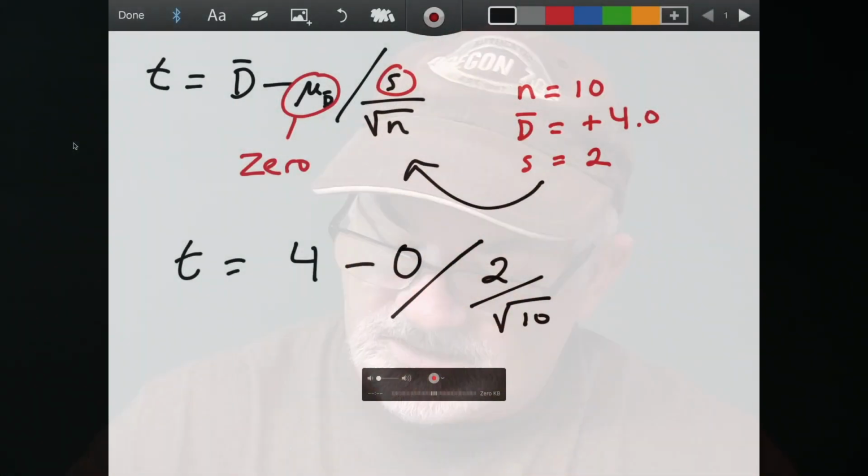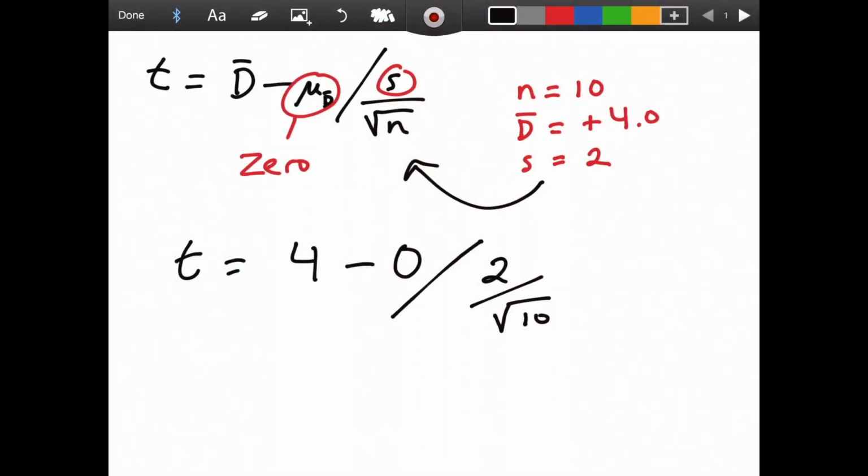So we solve that, and what we end up with for that particular group is t equals 6.35. So this equals 6.35. That's a pretty high t. I could probably tell already that that's going to be significant.